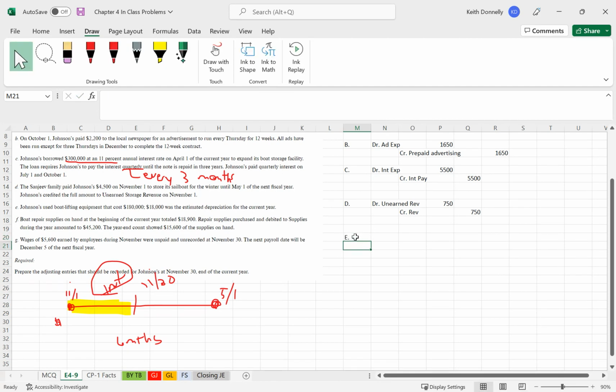Let's look at E here. E says we had some equipment and there was $18,000 of depreciation. Okay, so we're going to debit depreciation expense, credit accumulated depreciation, in this case, for $18,000. They give us the amount.